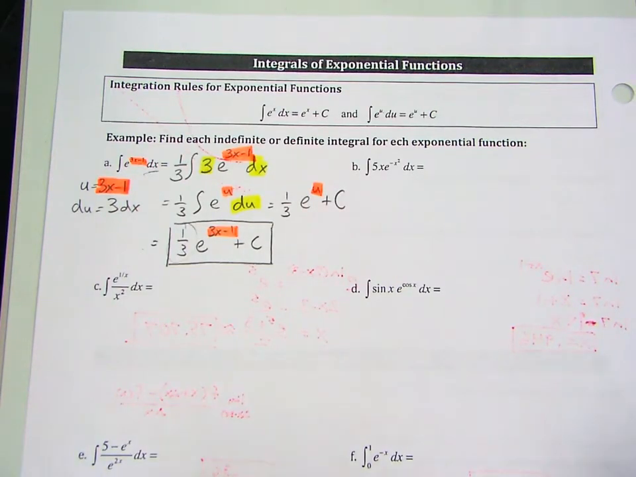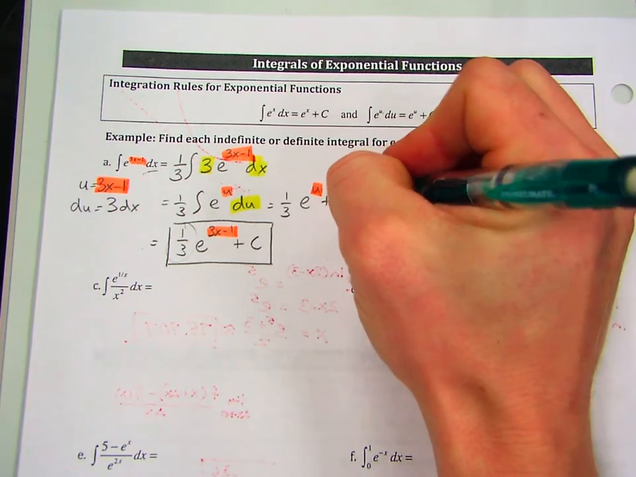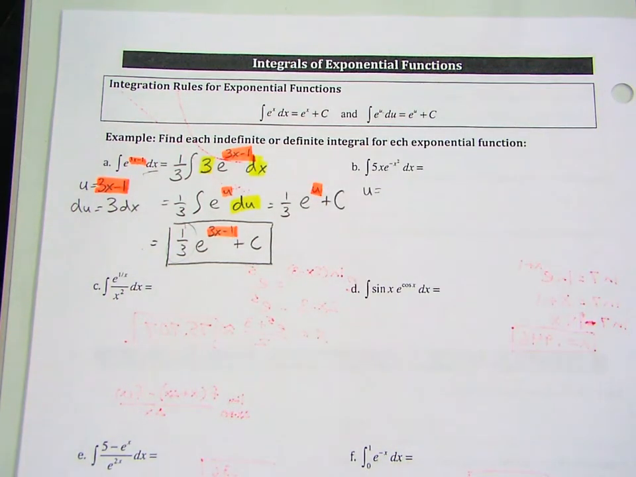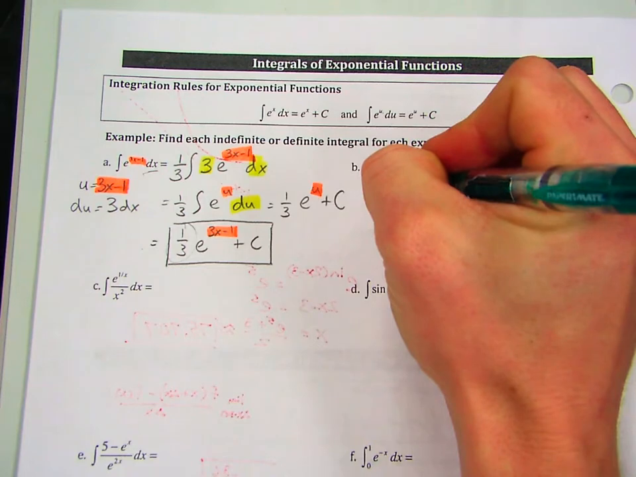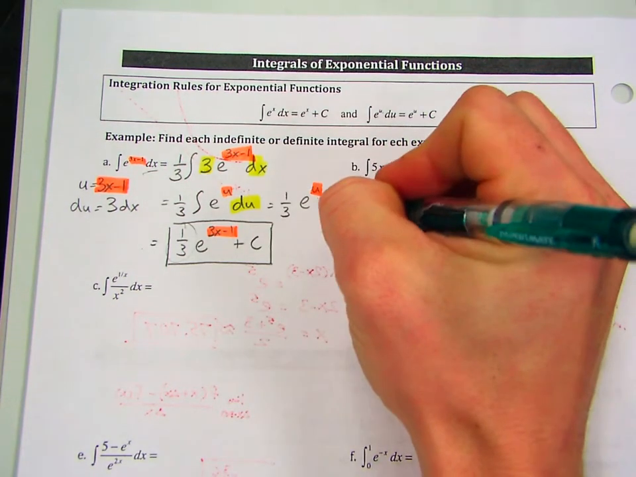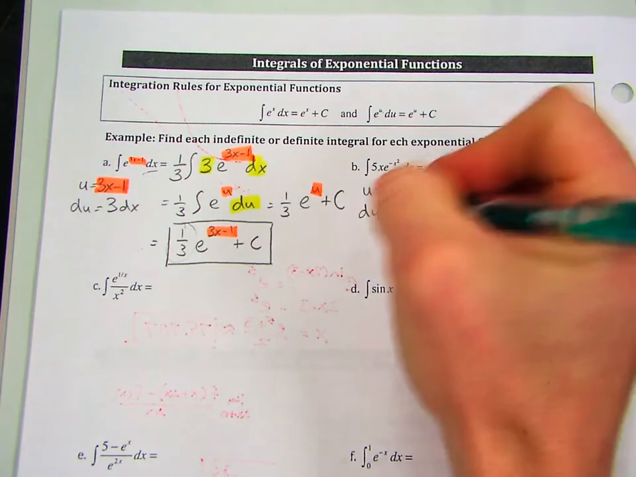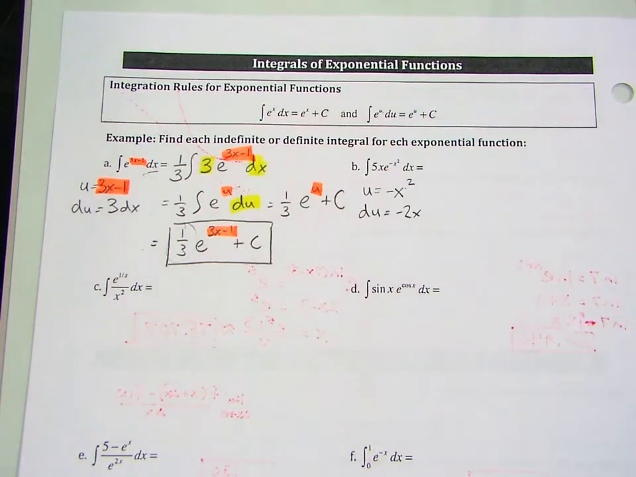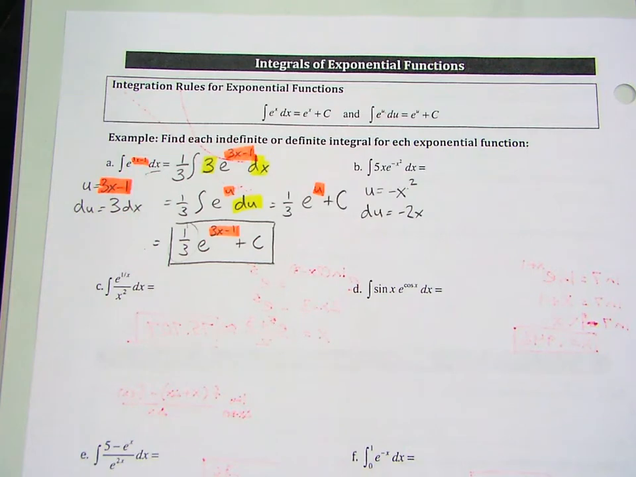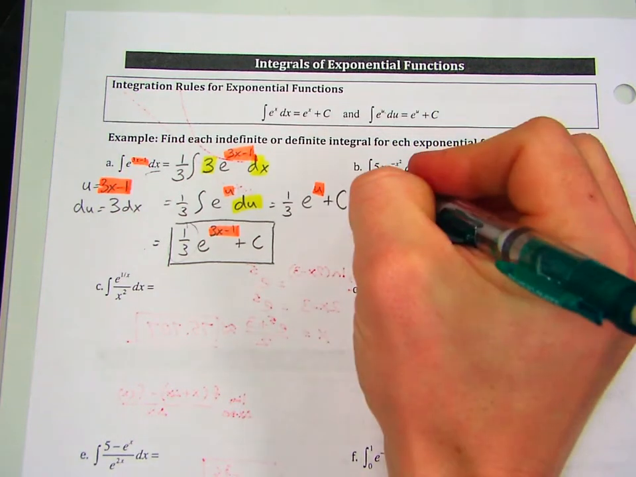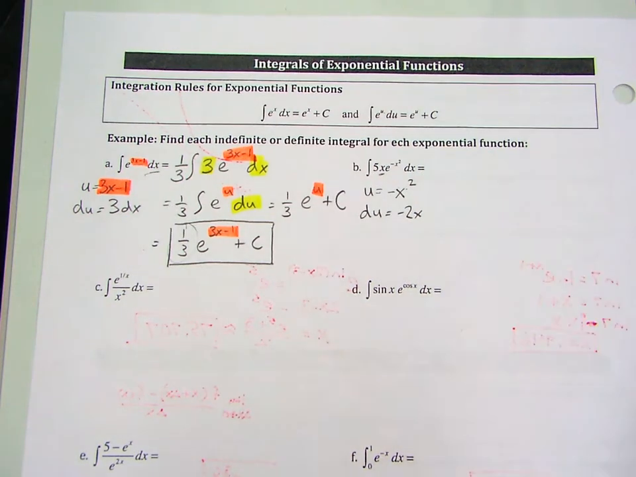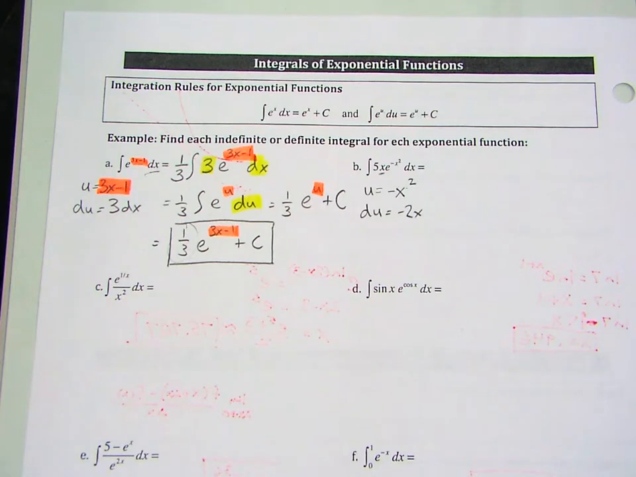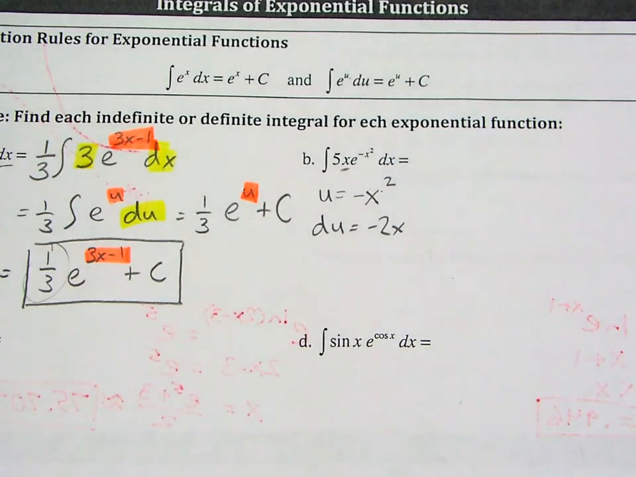All right, so for letter B, what should we let u equal? Negative x squared. Okay, and so du, negative 2x. Okay, now when we look at our function, I do see the x right here, but we're missing the negative 2. When I have du equals negative 2x, do I have to put dx behind that or no? Oh yes, we should have negative 2x dx.